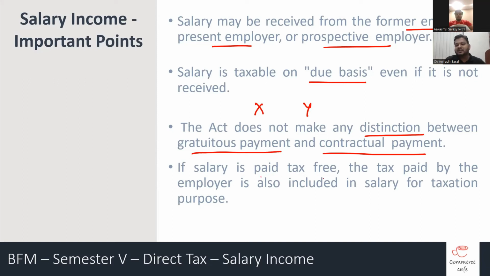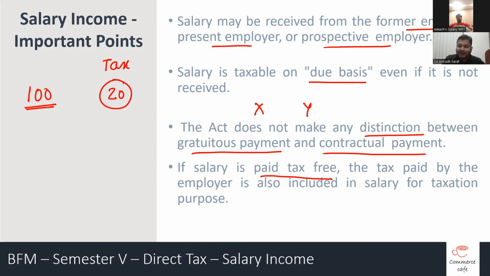If salary is paid tax free, the tax paid by the employer is also included in salary for taxation purposes. Let me explain this with a simple example. Suppose my salary is 100 rupees. So tax on that should be 20 rupees, let's say 20%. I'm oversimplifying it, just for the sake of understanding. Suppose the employer pays me 100 and tells me, listen, you don't have to pay tax, I have already paid your 20 rupees tax. Whose liability was this 20 rupees? Who was supposed to make the payment? The employee. I was supposed to make that payment. Now someone else is paying my expense. What does it mean? They are giving me a benefit.